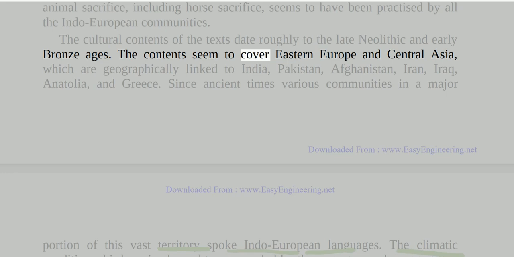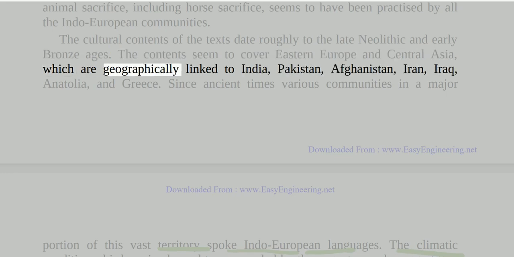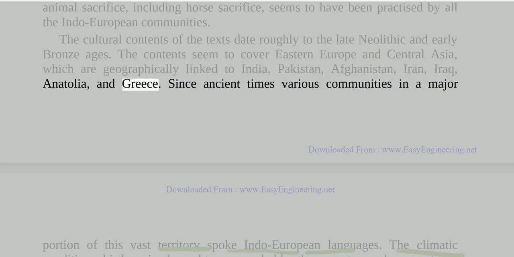The contents seem to cover Eastern Europe and Central Asia, which are geographically linked to India, Pakistan, Afghanistan, Iran, Iraq, Anatolia, and Greece.